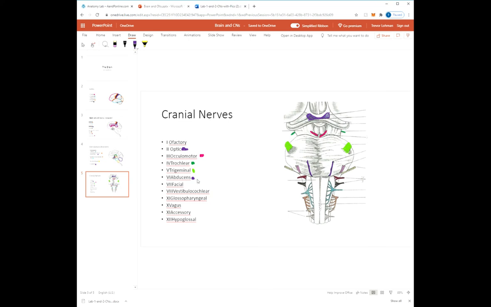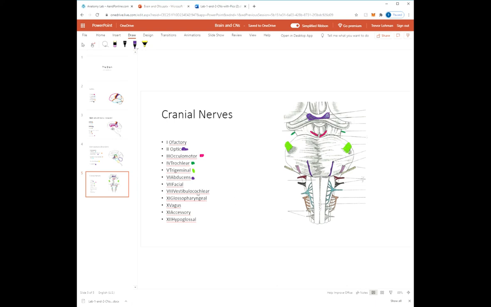Abducens moves your eyeballs out. Facial is sensation to the face only, I believe. There could be some motor innervation. I'm not positive. I apologize. Vestibulocochlear brings in signals from your cochlea and your semicircular canals, which give you a sense of your body's movement in space if your eyes are closed.